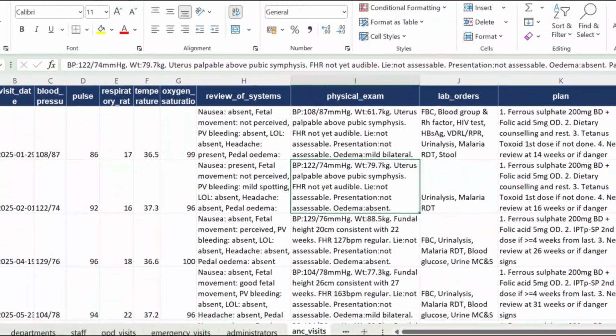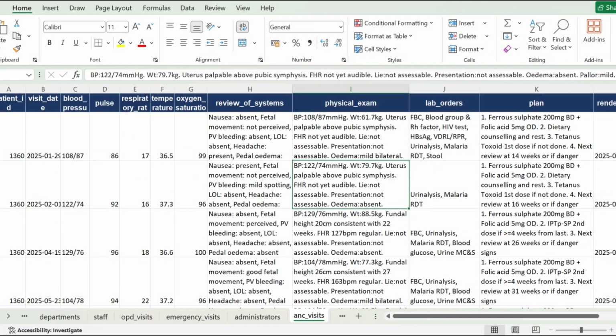Next, we have the antenatal care visits table. This table captures maternal health care services. For each antenatal visit, we record vital signs, clinical assessments, laboratory requests, management plans, and follow-up appointments. This dataset can be used to monitor maternal health indicators, antenatal attendance trends, and pregnancy-related outcomes.